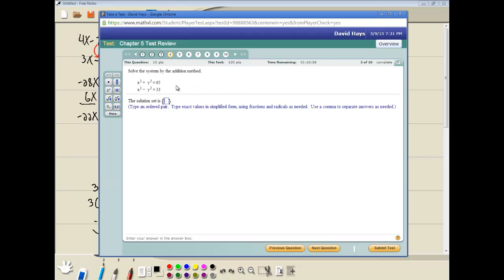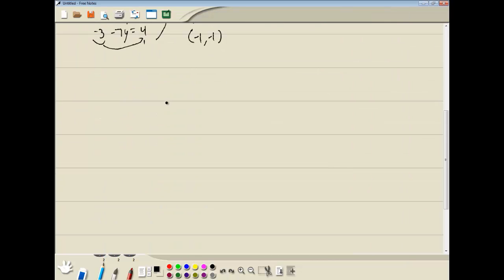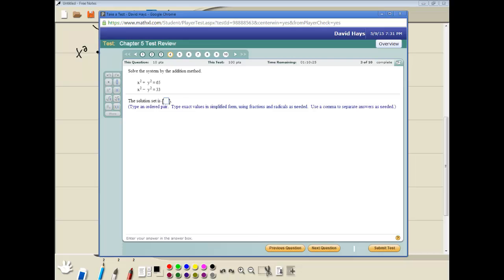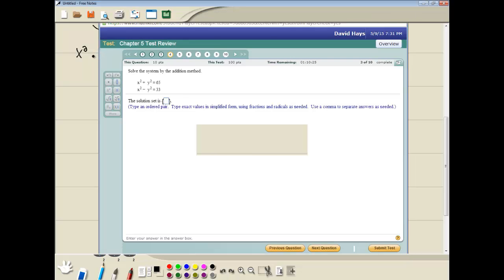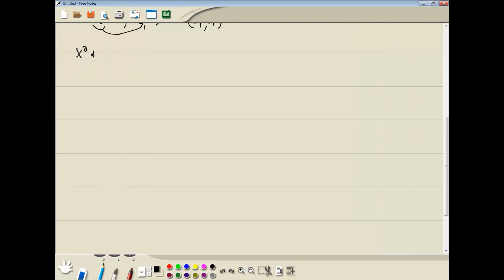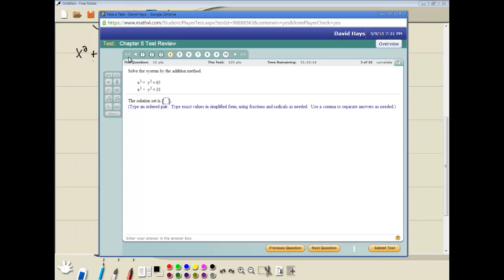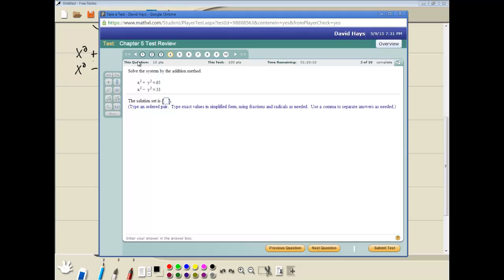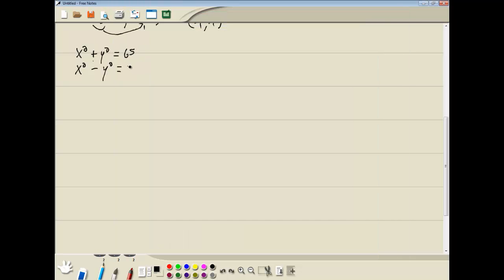A lot of addition methods here. Now this one's not a calculator-based one. This is strictly by hand, and I'll talk about why after I write it down. So we got x squared plus y squared is equal to 65, and x squared minus y squared is equal to 33.